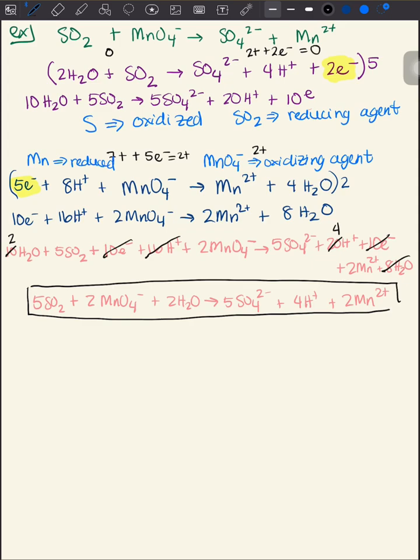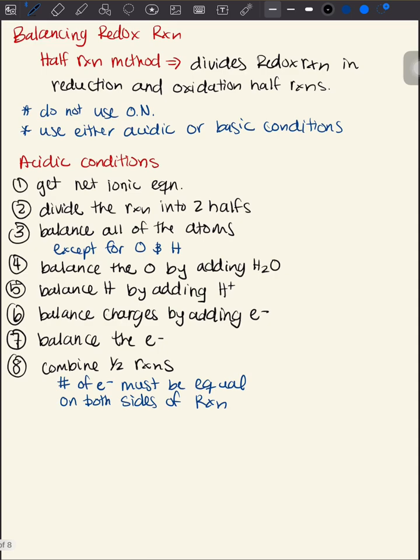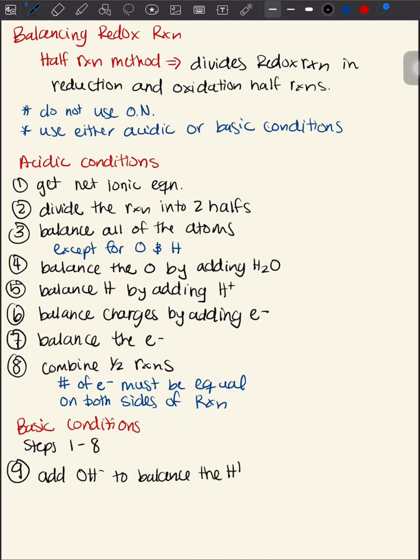So let's go and look at how we can balance this in basic conditions. So we're going to just add to the rules that we already started. So in basic conditions, we're going to complete steps 1 through 8. So you still do steps 1 through 8, and then we add a 9th step, which is add hydroxide to balance the hydrogen.